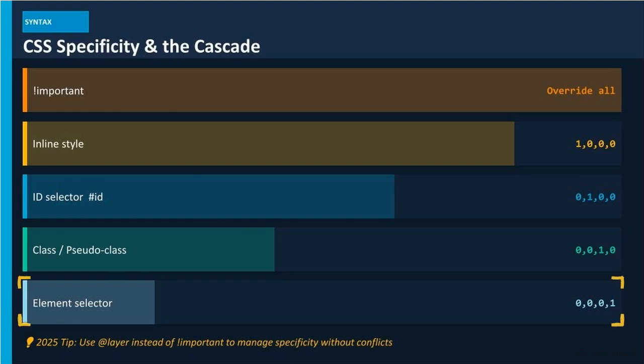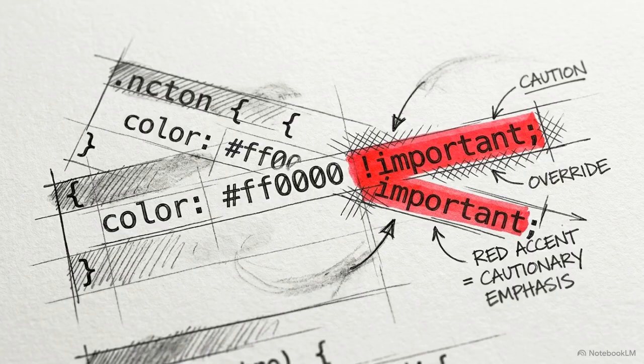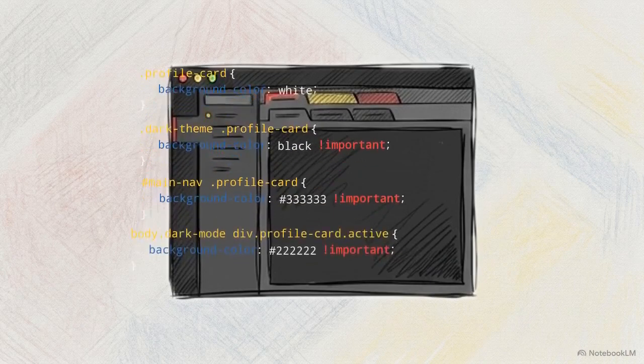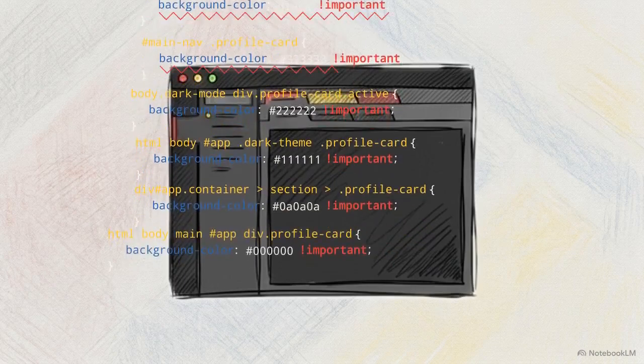At the base, the element selector carries the lowest weight. A class overrides an element with a higher score. An ID overpowers both. At the top, the important tag acts as a global override, ignoring the math entirely. While powerful, relying on important is considered an anti-pattern in professional development. Using it to force a style to work often leads to a cycle where every new rule needs its own important tag just to be seen, making the code nearly impossible to maintain.